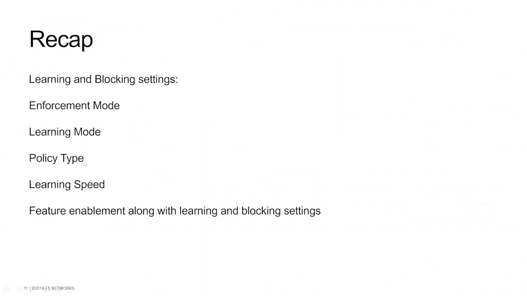Then you have policy type, whether you want a comprehensive policy, a fundamental policy, or a custom one, followed by the learning speed of how you want to learn the policy: low, medium, or high. And then feature enablement along with the learning and blocking settings, which is your brute force, CSRF, and web scraping. All those have a dependency in learning and blocking settings. If your policy is in block mode and you don't enable the block in the learning and blocking settings, then your request may not be blocked, and vice versa.